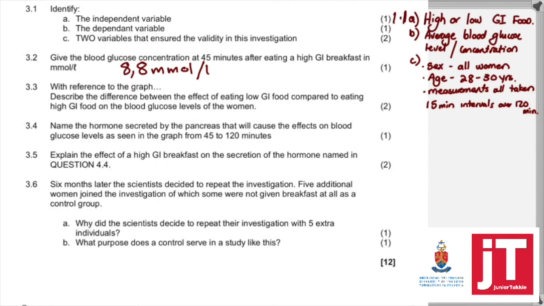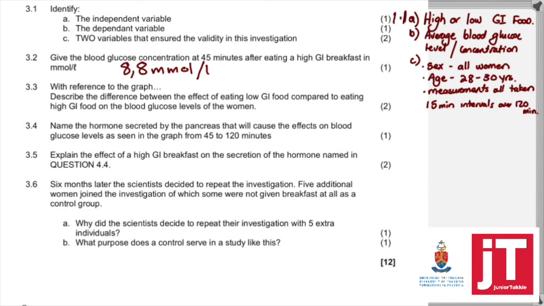If we move on to question 3.3, with reference to the graph, now we have to refer to the graph here. Describe the difference between the effect of eating low GI food compared to eating high GI food on blood glucose levels in women. Describe means we just need to refer to what is going on rather than why it is happening.